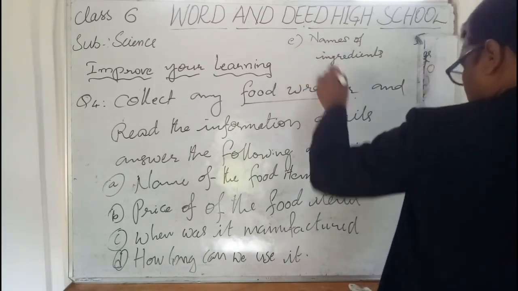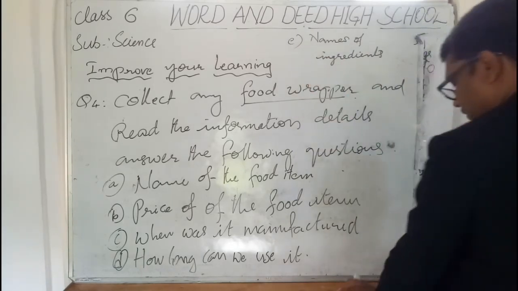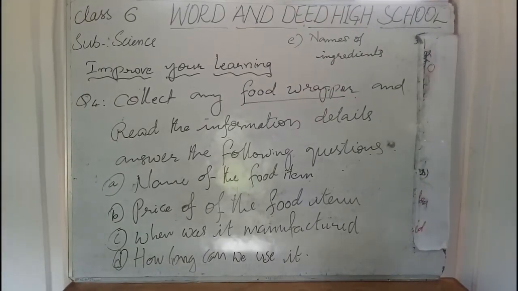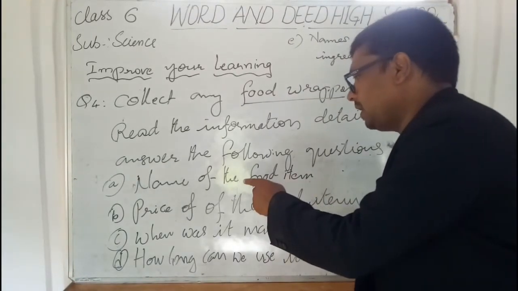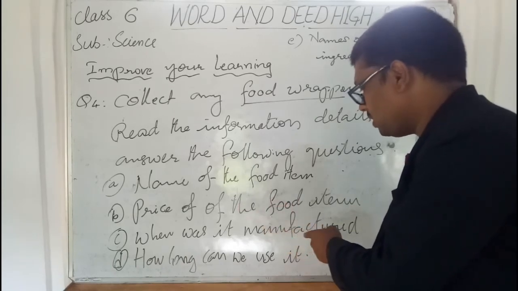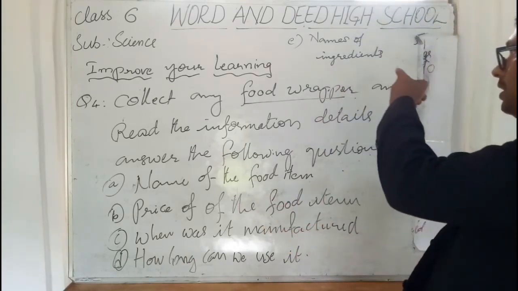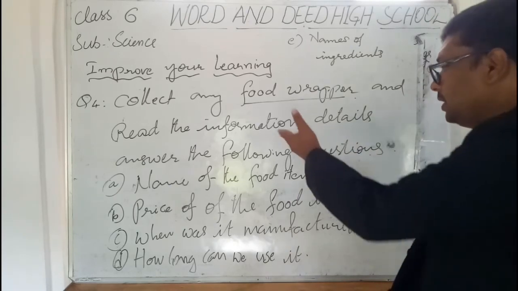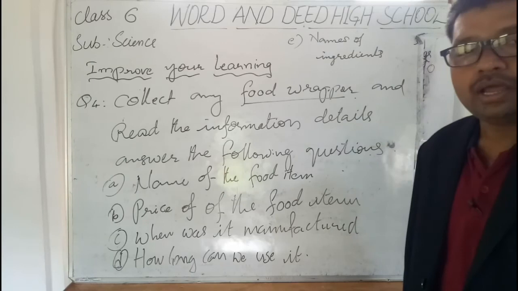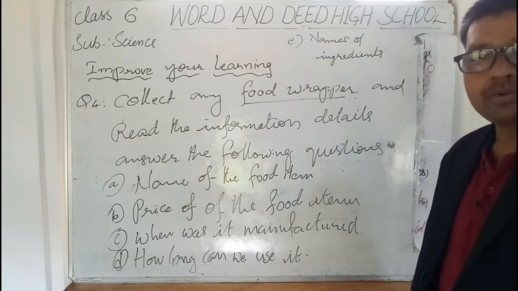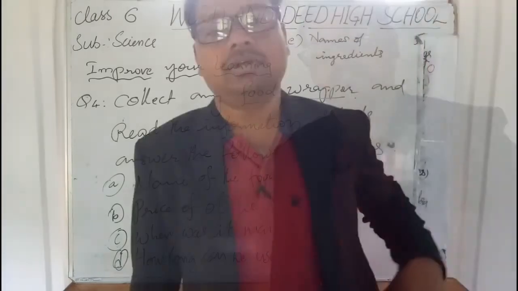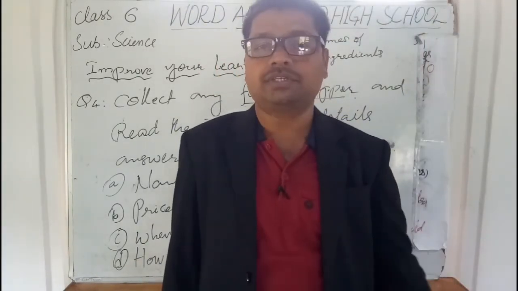Ingredients. So here what you have to do is check out all the details on the food wrapper: the name of the food item, the price of the food item, when it was manufactured, how long we can use it, and the names of the ingredients used to prepare that food item. Okay, got it? So you can do it like a project work and submit it in our WhatsApp group. Okay, children, you have to do it like this and submit it in our WhatsApp group.